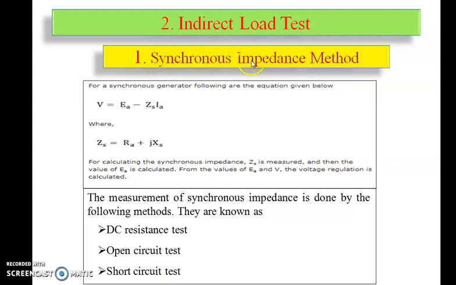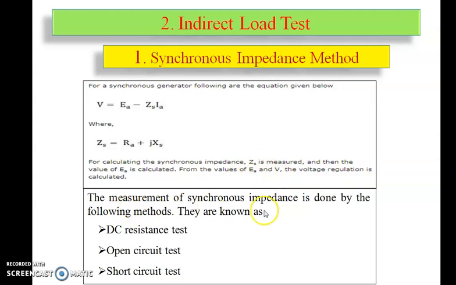First part, a synchronous impedance method. Okay. Now, for a synchronous generator, following our equation given below, V is equal to EA minus ZS into I, as we see in the armature reaction parts. So ZS is nothing but a synchronous impedance, where ZS equals RA plus JXS. Now, for calculating the synchronous impedance, ZS is measured and then the value of EA is calculated. Simply, we have to measure the synchronous impedance ZS, and according to that we can find out the value of EA. And from the values of E and V the voltage regulation is calculated.